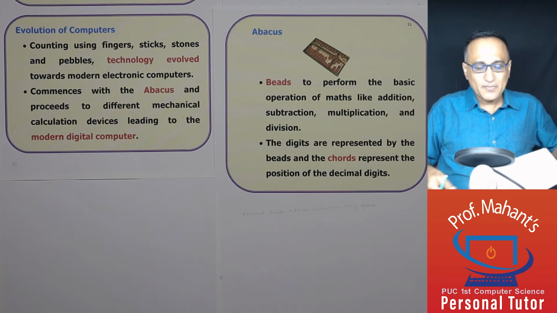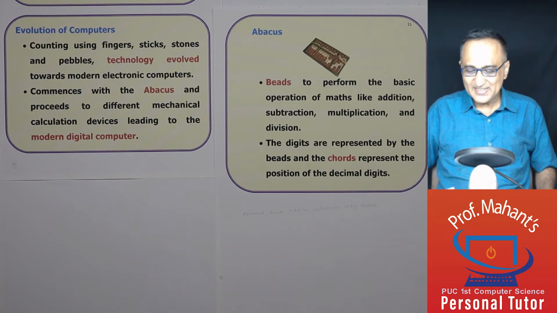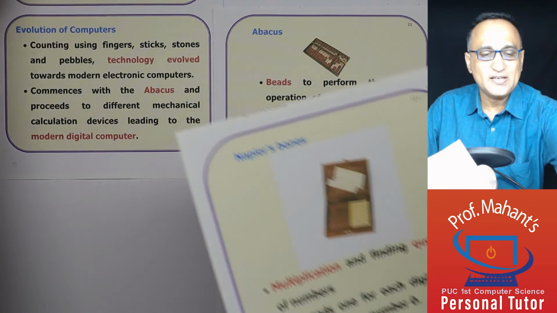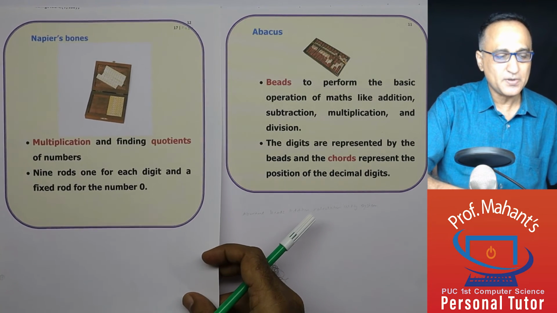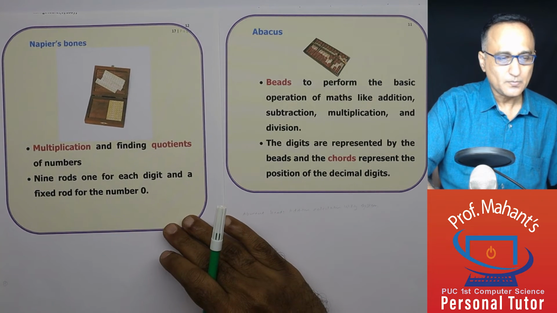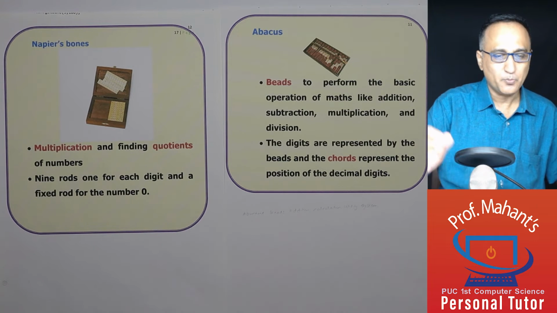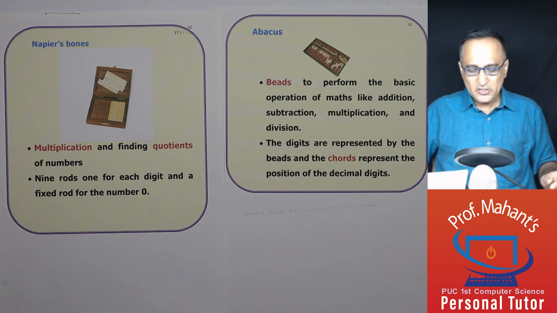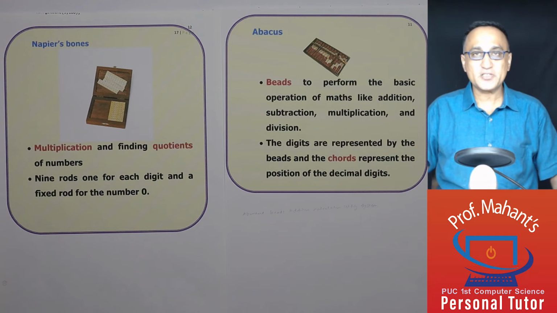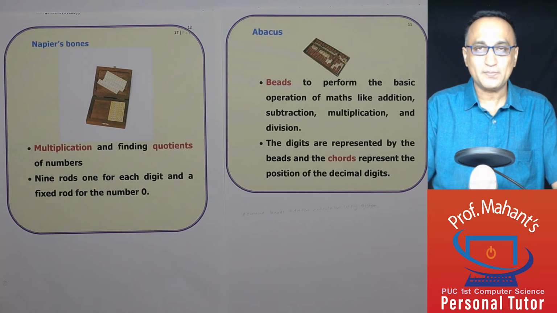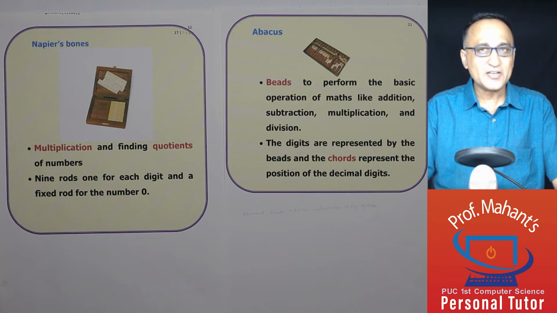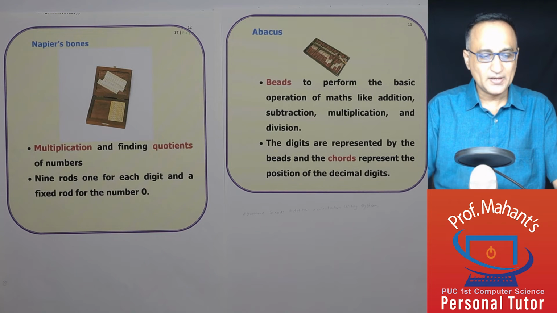The next development after abacus was in the year 1614, when a gentleman named John Napier proposed the Napier bones. This was used for finding quotients and doing multiplication of two numbers. You could multiply any large number with another number provided the second number was between 2 to 9.